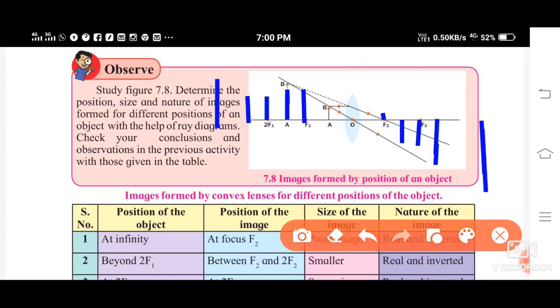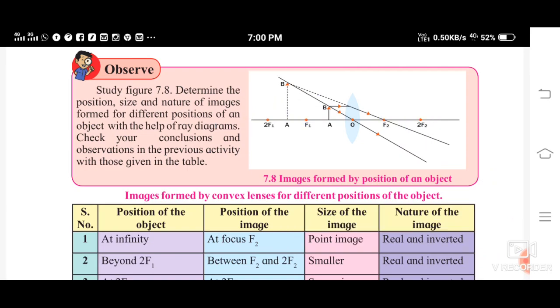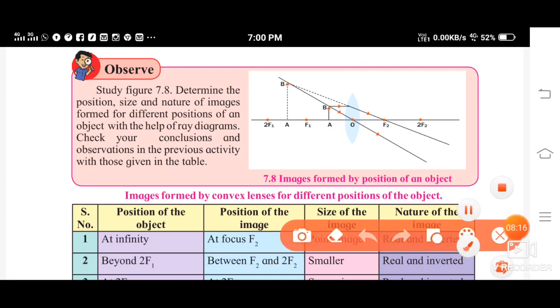Now when you keep the object, okay, between F and the pole of the mirror, okay, F and O, that time the image will be formed on the same side, okay. So when you are going to keep it between, this is F and this is O, isn't it? So you can see, wait, see, this is F and this is O.